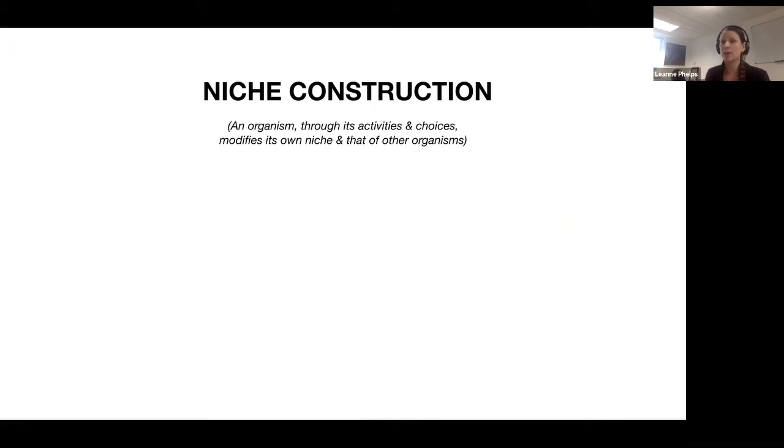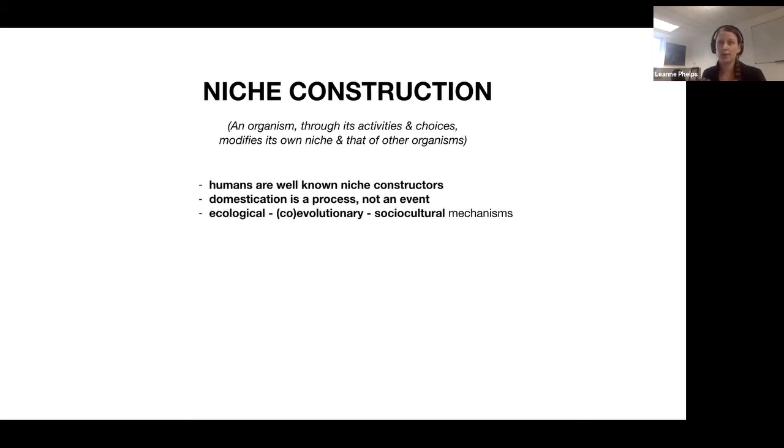So there are a number of different organisms that can do this, but humans are one of the best-known examples because we have an exceptional ability to modify our environments. And one of the most prolific ways that we've done this is through the development of agriculture. So domestication isn't just this process that suddenly happens as an event. It occurs over thousands of years and involves all kinds of ecological, evolutionary, and socio-cultural change.